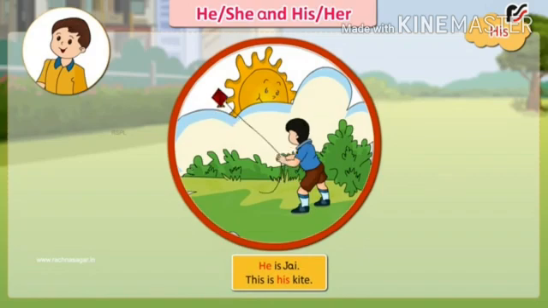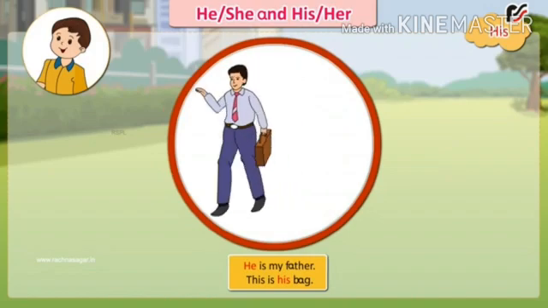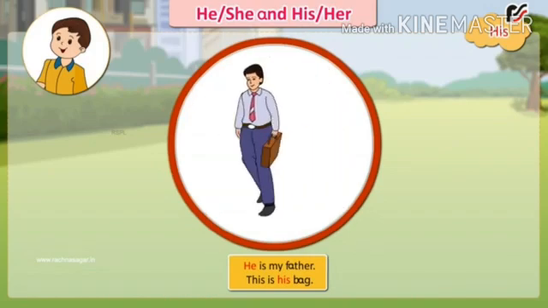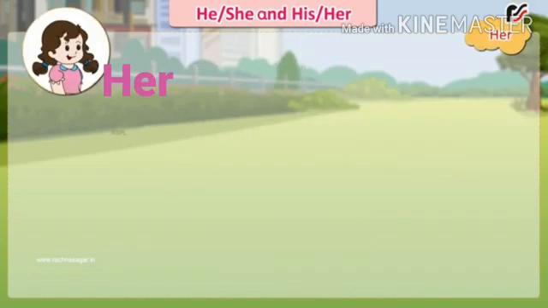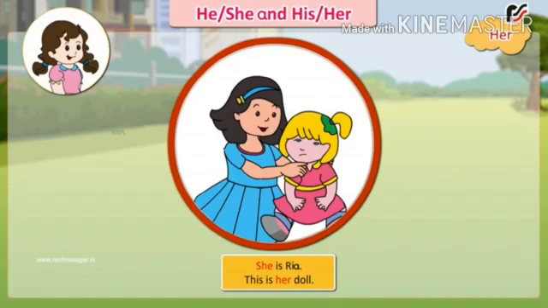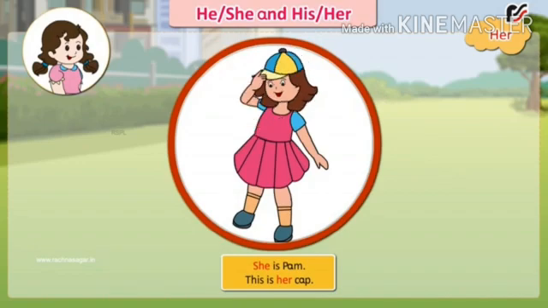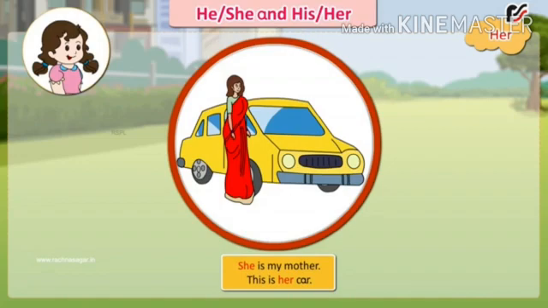He is Joy. This is his kite. He is my father. This is his bag. Next, her. She is Ria. This is her doll. She is Pam. This is her cap. She is my mother. This is her car.